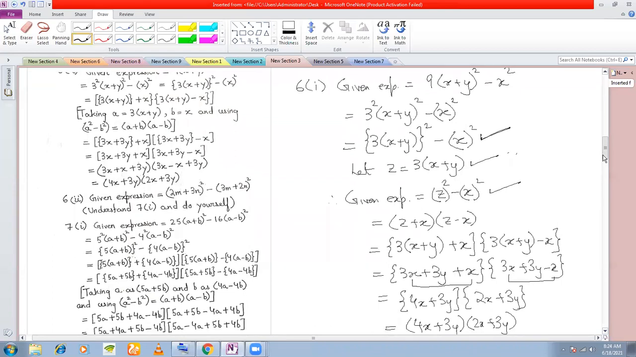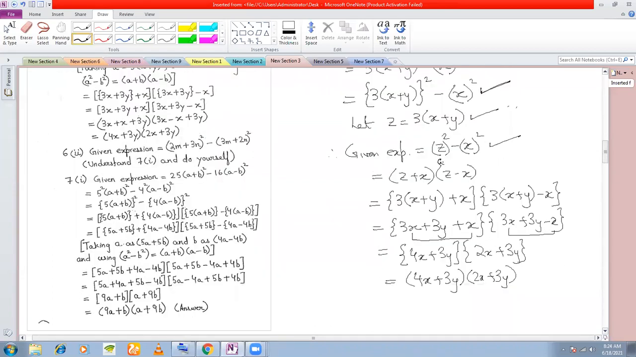Below that, this is a curly bracket. This is a square minus b square form, right? Yes, sir. A square minus b square is a plus b into a minus b. So a here is z and b here is x. So this is why a plus b into a minus b. Clear? Yes, sir.